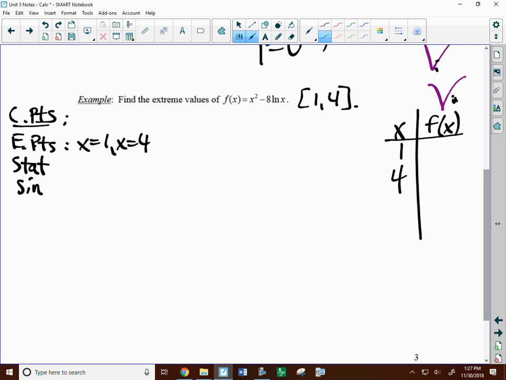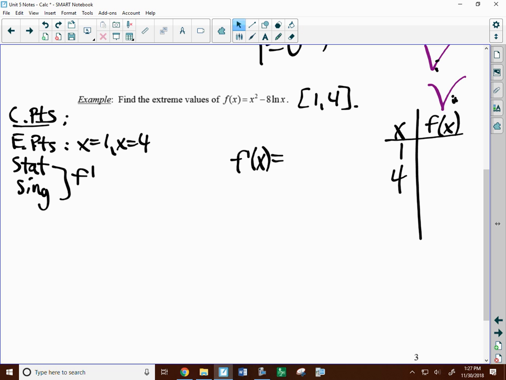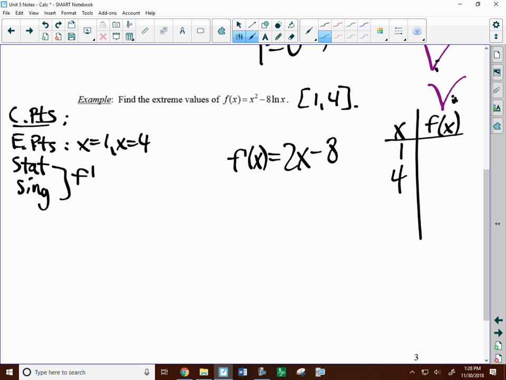Okay, now I'm going to look for my stationary and singular points, and so I need to do f prime. Let's do f prime of x. So derivative, 2x minus, bring down the 8, and then the derivative of ln x is 1 over x. I'm going to write it as 8 over x in a second. So I'm going to set it equal to 0.